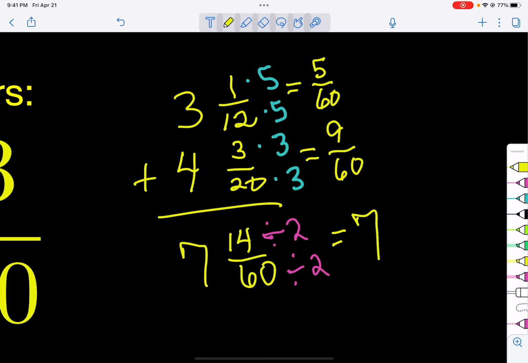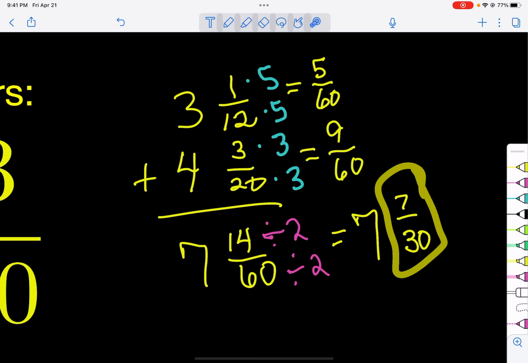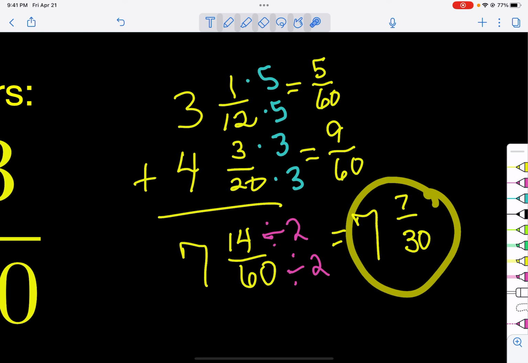Now the 7 isn't changing. We are just reducing our fraction a little bit. So 14 divided by 2 is 7. 60 divided by 2 is 30. Now always check one more time. Is there any number that goes into 7 that also goes into 30? Well, no. The numbers that go into 30 are 2, 3, 6, 5, 10. Not much that's relating to the number 7. So that is your final answer.